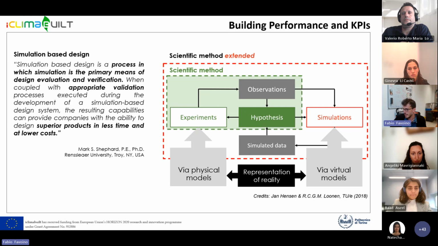The way this is usually done is using simulation, and in this case, simulation-based design, as a way to extend the scientific method. So in a way, to use a representation of reality, which is our virtual model, to test by means of simulation our design hypothesis and to observe what is the final performance of the building.